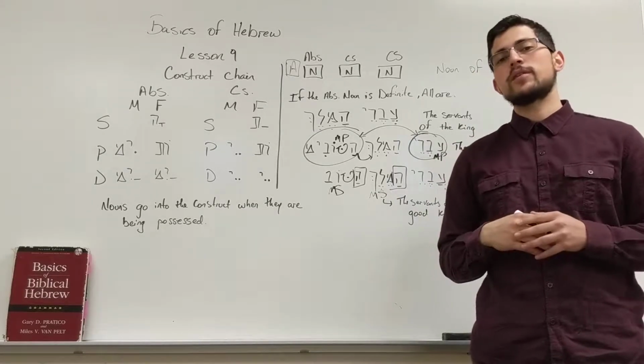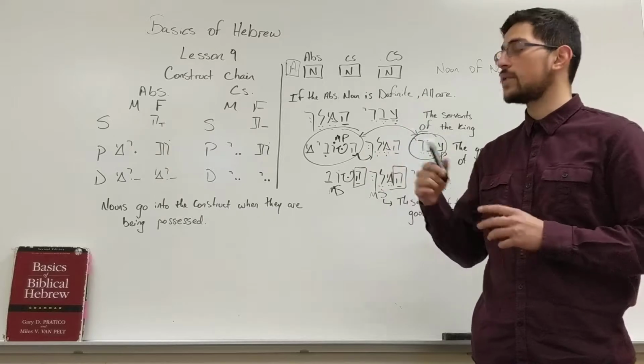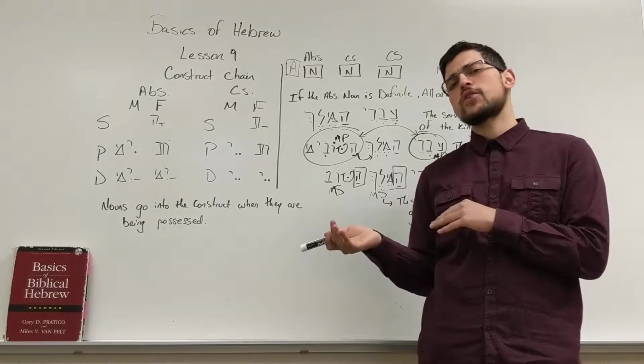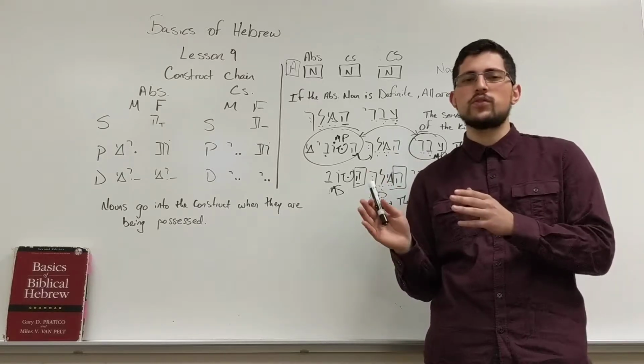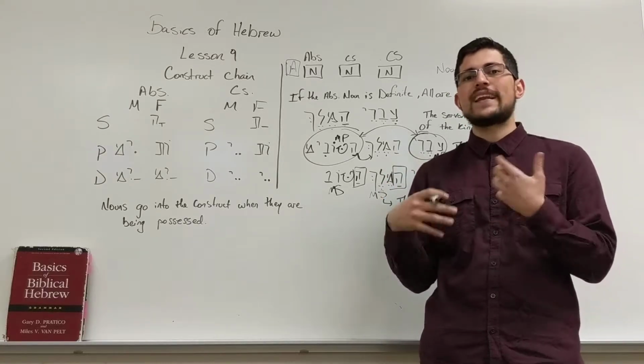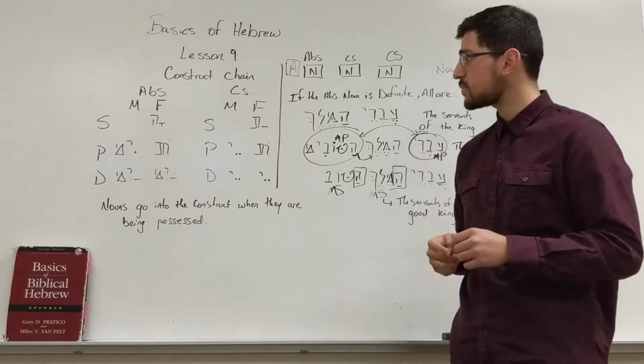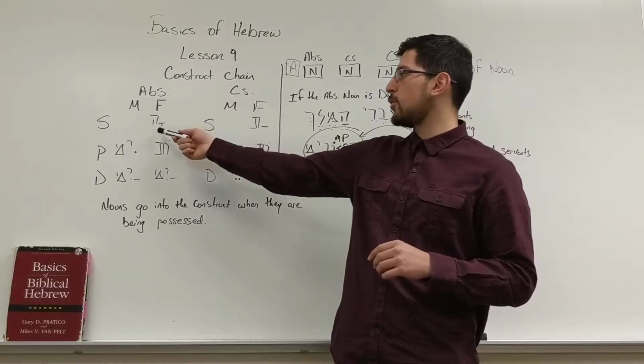Last time we went over pronominal suffixes. Today we're going to go over the construct chain. I talked about the construct chain in the first couple of lessons when we were talking about nouns, and I kind of introduced you to that, but I want to touch on it again so it's a little bit clearer. So here we have the absolute endings, right?